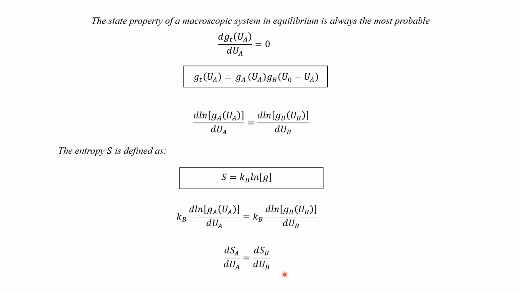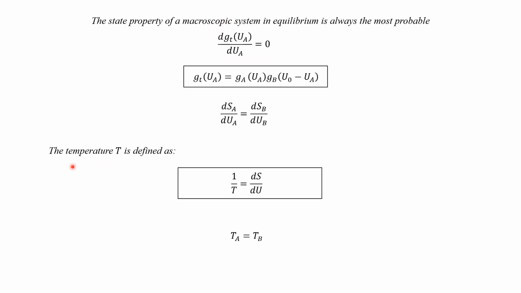But that's still not the language that we use to express the energy that is most probable, the energy that maximizes the multiplicity. The language we use is in terms of the temperature, which is defined as the inverse of the derivative of the entropy with respect to the energy. So with this definition of the temperature, this equality is reduced to this equality. So we say that in thermal equilibrium, the temperature of system A is equal to the temperature of system B.